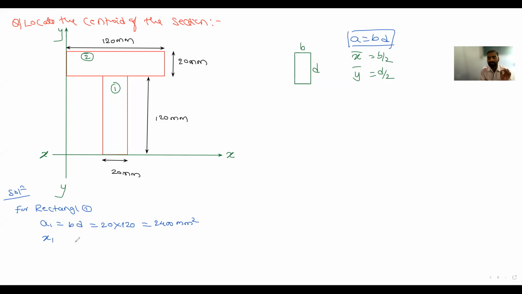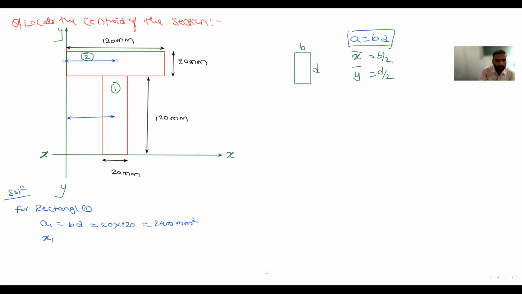x1 means the centroid of the first section from the y-axis. Is it correct, everyone? Where will its center be? Here. So this is the centroid for the first section, and this is the center for the second section. Is it correct, everyone? Yes, sir.